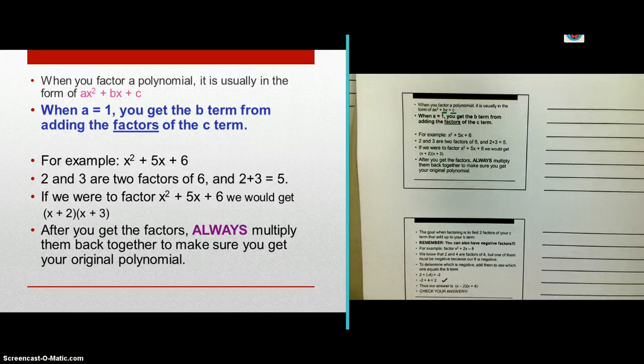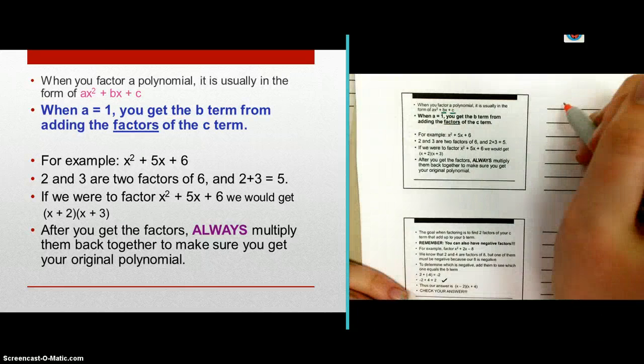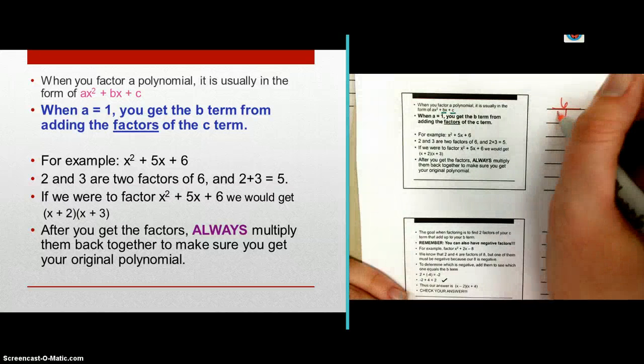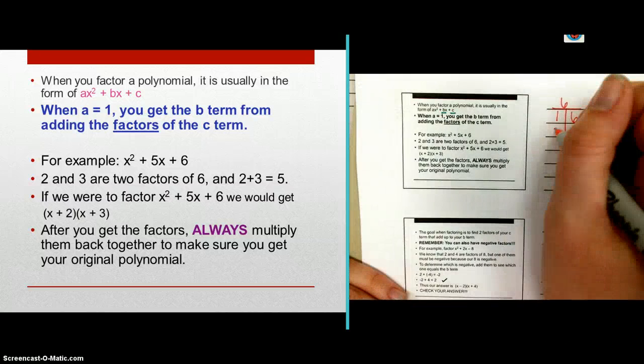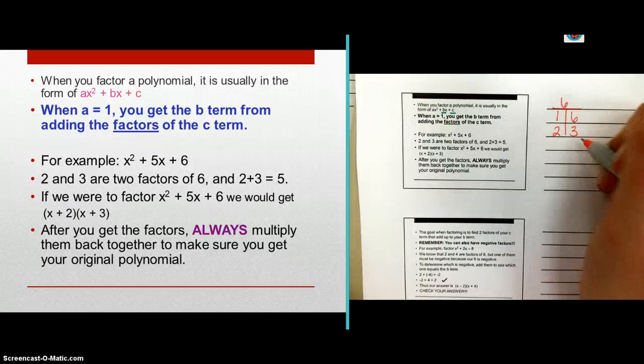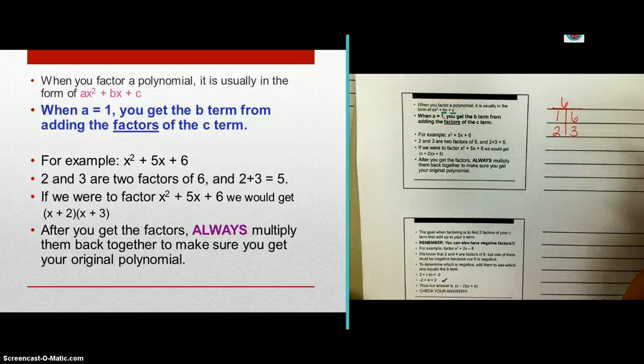So for example, if we were going to do x squared plus 5x plus 6, we first would need to factor 6. The factors of 6 are 1 and 6, 2 and 3. And you see I've gotten to the end of my chart because I've reached the next number, which is 3. So these are all the factors of 6. Now I want factors of 6 that when added together give me 5.